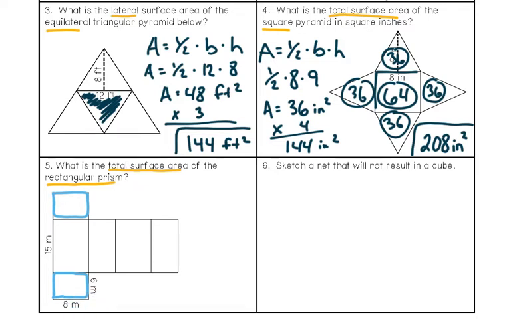So since they're 6 by 8 and they're rectangles, I'm going to use the formula base times height to find the area of these rectangles. 6 times 8 is 48. So I'm going to find the area of each of these rectangles and put it in the box at the end. I'll add them all up to find the total surface area.